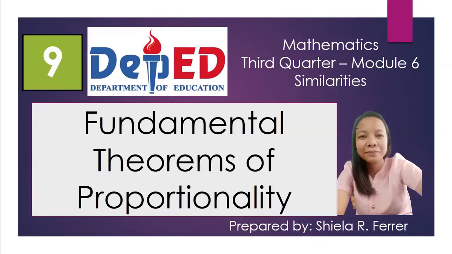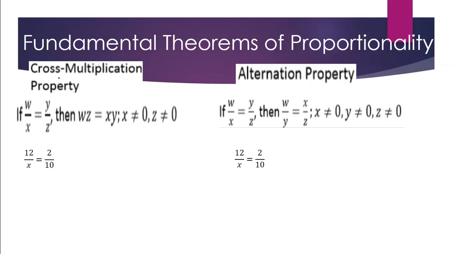Today we are going to discuss different fundamental theorems of proportionality. So let us start. The first one is cross-multiplication property. As you all know, a ratio can be expressed as a fraction or as a quotient. So if it is expressed as a fraction or a quotient, then to solve for the unknown, what you are going to do is to cross-multiply.